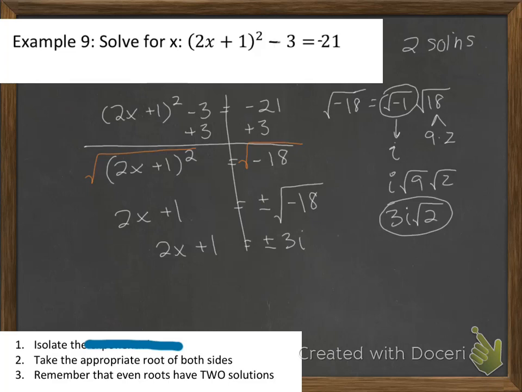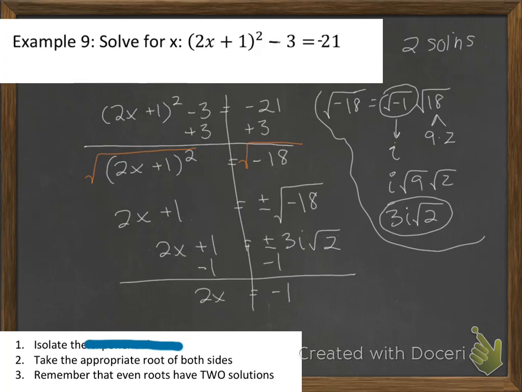I kind of dropped it in that little example there, but it is plus or minus 3i times the square root of 2. So hopefully, by this point, you're feeling pretty comfortable, and this is feeling very familiar, maybe even a little bit boring. So we have 2x equals negative 1 plus or minus 3i square root of 2, divide by 2, divide by 2. So my final answer is x equals negative 1 plus or minus 3i times the square root of 2, all over 2.